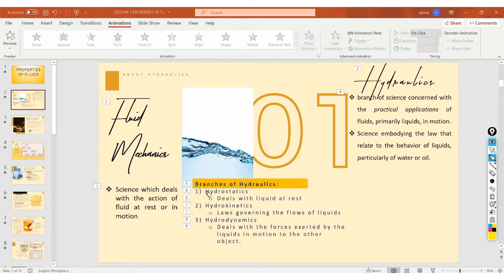Hydraulics can be subdivided into the following branches. We have hydrostatics, which deals with liquid at rest, hydrokinetics, which deals with the laws governing the flows of liquids, and hydrodynamics, which deals with the forces exerted by the liquids in motion on other objects.